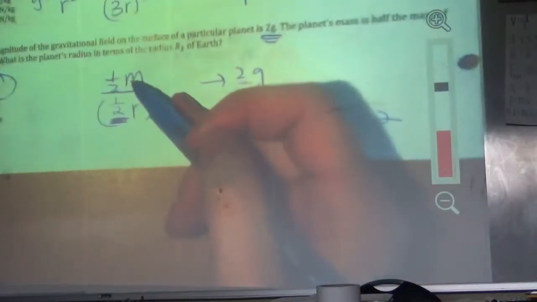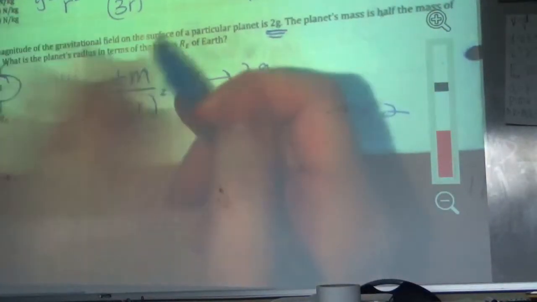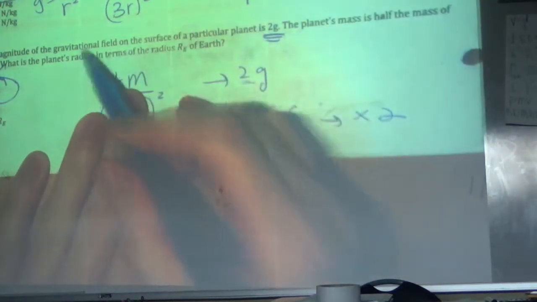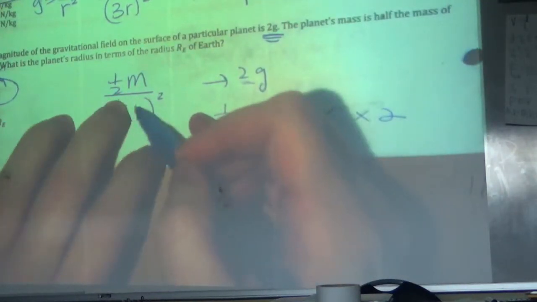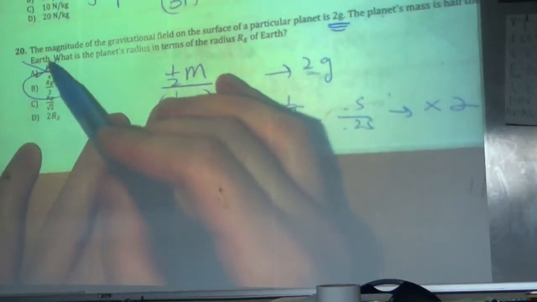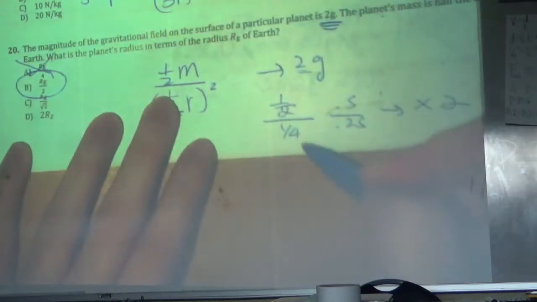For number 20, it says the gravitational field strength is 2g, and I have half the mass, and I want to know what happened to the radius. It's like blank radius squared with 1/2 on top would give me 2. So you could do guess and check and plug in what 1/2 squared would be.